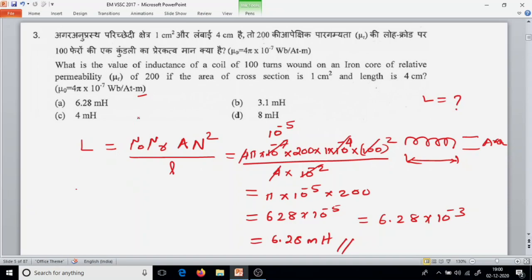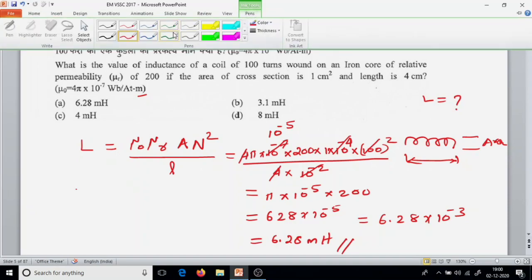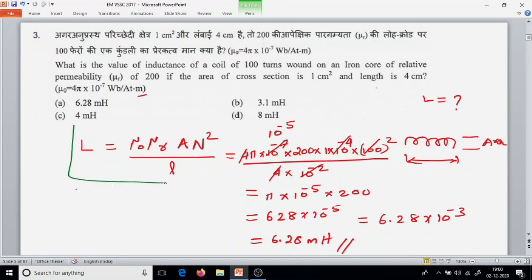This is the equation you should know. This is for the air core inductor.